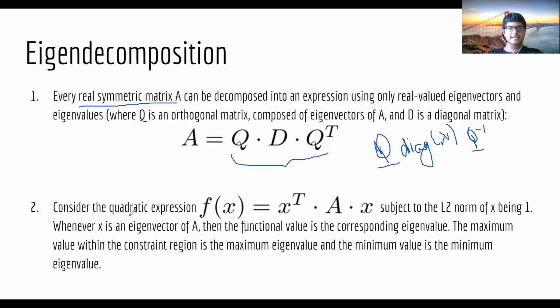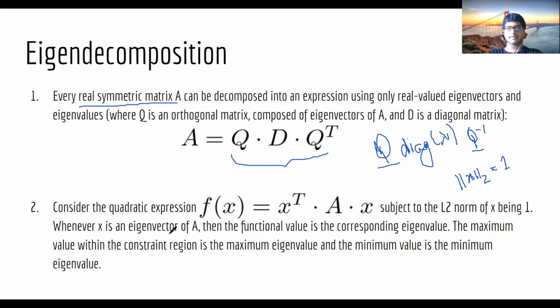Now consider the quadratic expression f(x) equal to x transpose A x, subject to the L2 norm of x being 1. This L2 norm is represented by double bars with a 2 below; 2 means L2 norm. This is equal to 1. This is the constraint, and the quadratic expression given is f(x) equal to x transpose into A into x.